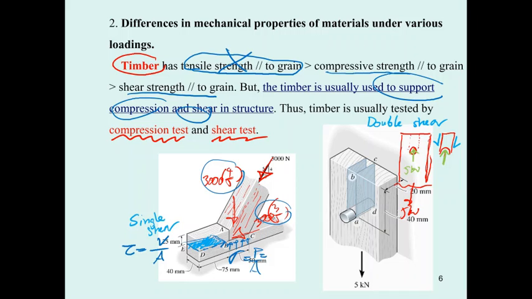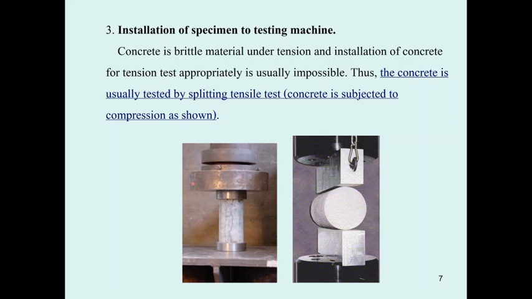So the second one is based on the differences in mechanical properties of material under various loading. The first one is about the application. Steel is usually used in tension, so it has the tension test. Concrete is usually used in compression, so it has the compression test. This depends on what we use. Most timber is used in compression and shear, so timber is going to have the compression test and shear test. The third is about the installation of the specimen.